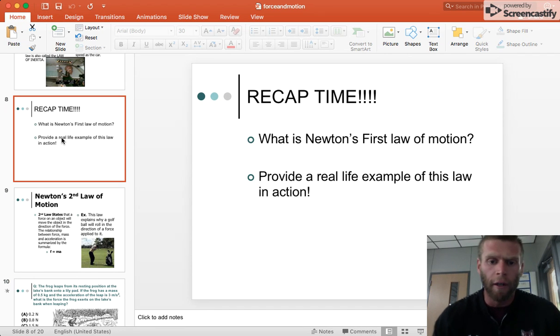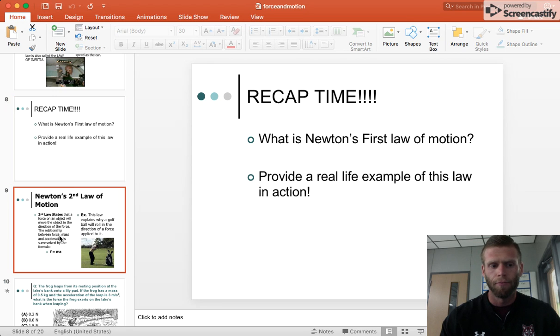Recap time. First one, we love it. Here it is. What is Newton's first law of motion? And provide a real life example of this law in action, not using my previous crash dummy example.